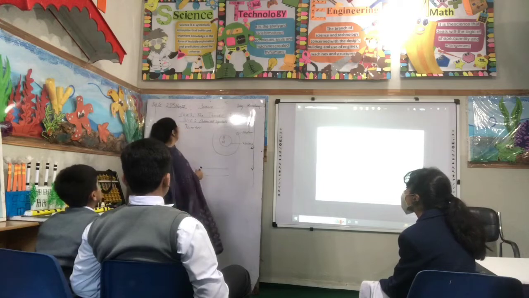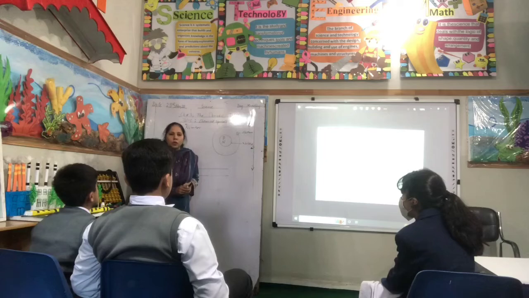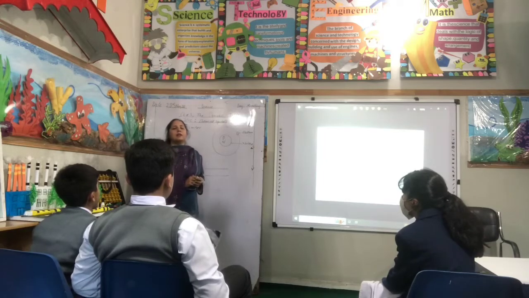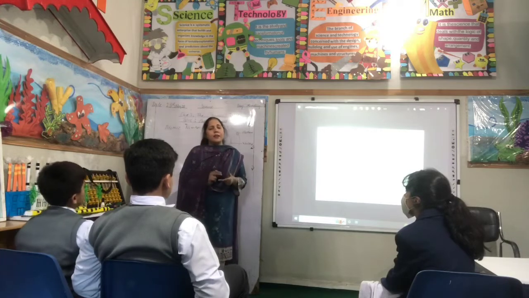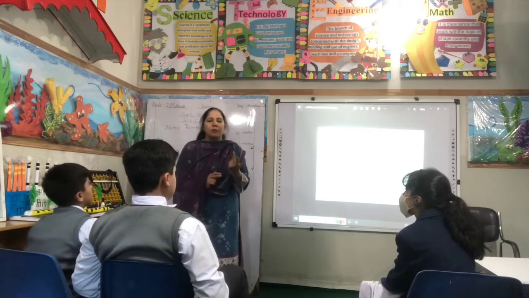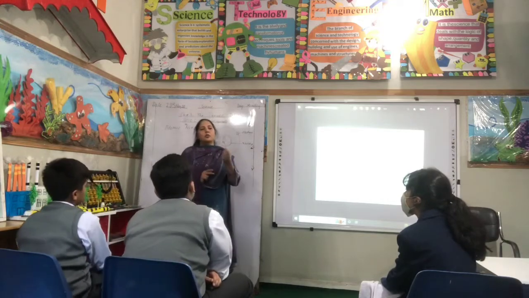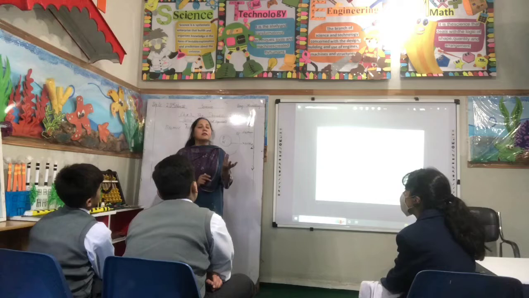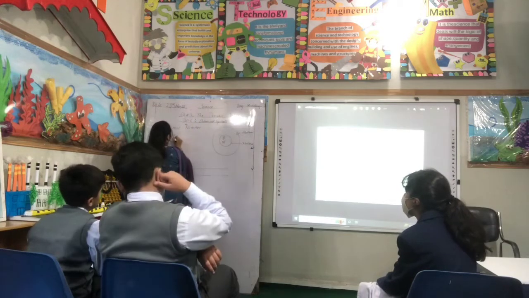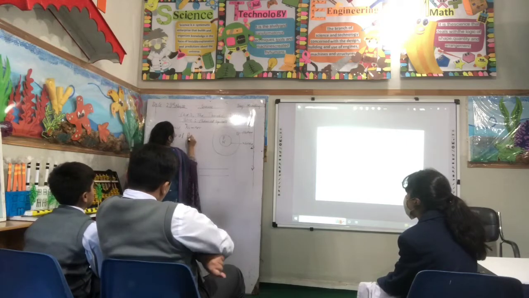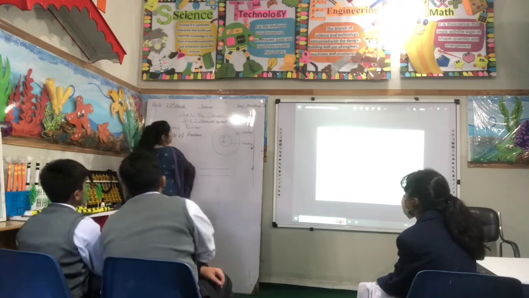So what is the atomic number? Atomic number means the number of protons. If any atom has 1 proton, its atomic number is 1. If any atom has 2 protons, its atomic number is 2. If any atom has 3 protons, its atomic number is 3. So atomic number means number of protons.